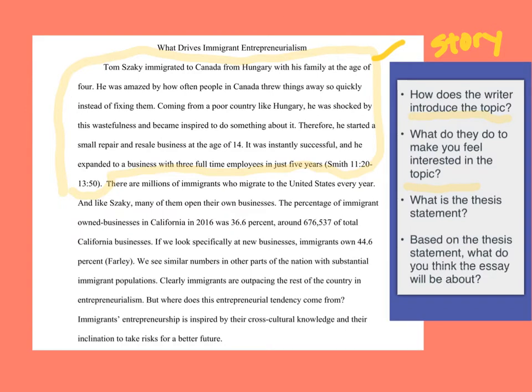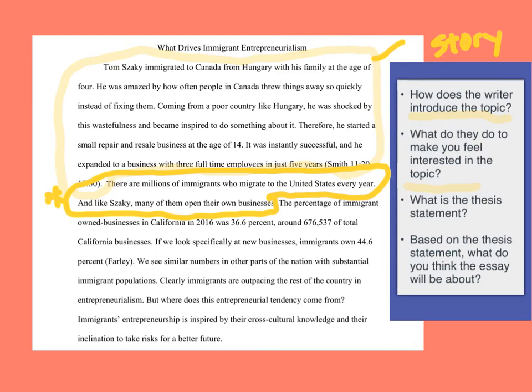Next, let's look at this next section. There are millions of immigrants who migrate to the United States every year, and like Saki, many of them open their own businesses. So this is kind of a transition where we go from the story and we say, just like the story, in general, this is the situation, right? Many immigrants open their own business. So this is really where we're getting specifically into what is the topic of our essay.